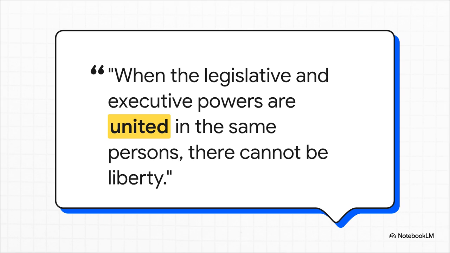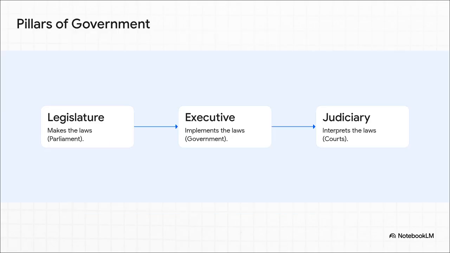It's a recipe for tyranny. The only solution is to split up the power. And that's exactly what the blueprint does. It divides all that power between three massive pillars.